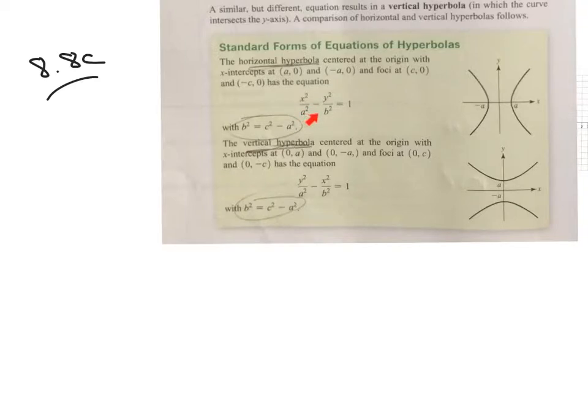And notice the horizontal hyperbola looks like this, with the axis going through, or being horizontal, and here the axis is vertical. So that's how you determine real quick, just from looking at the graph, whether it's horizontal or vertical. And let's just go ahead and get started with one, because I do things a little bit different than what the book does, and I want to show you that, and hopefully that'll make it easier for you.